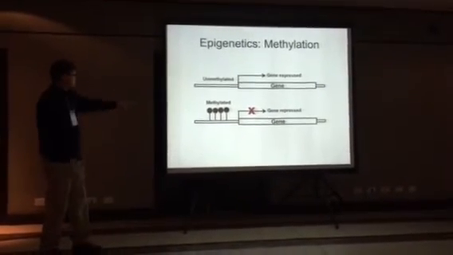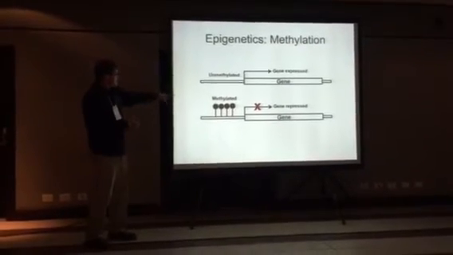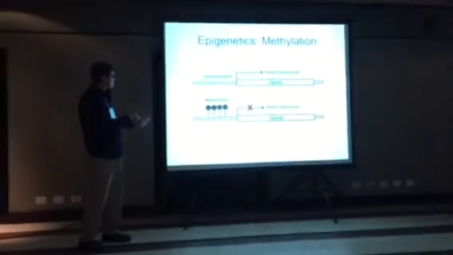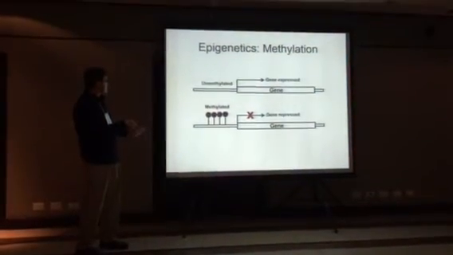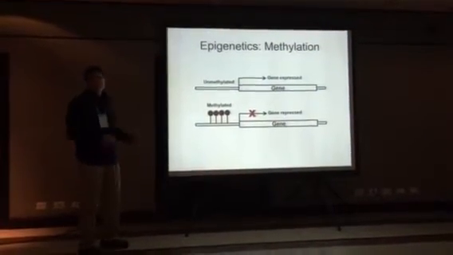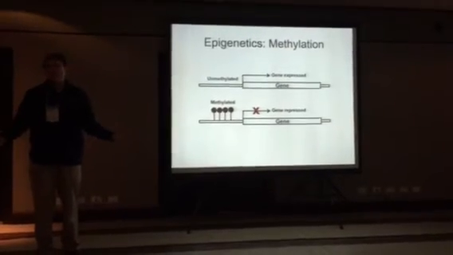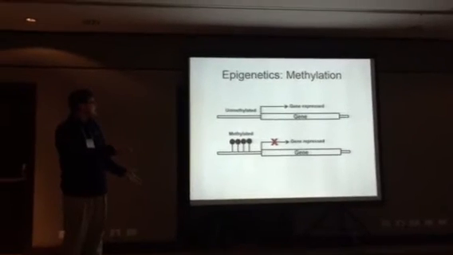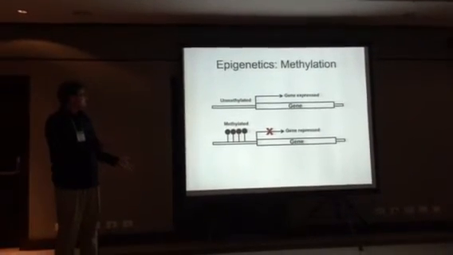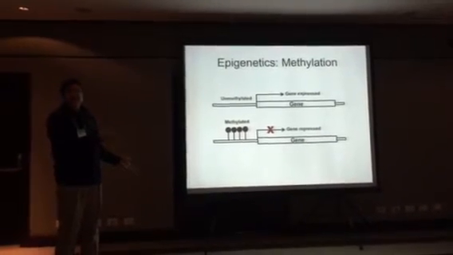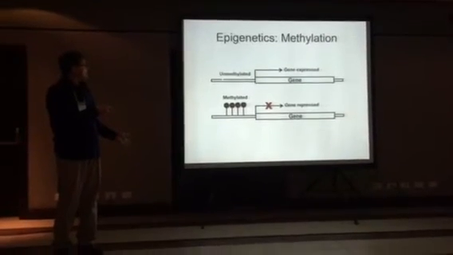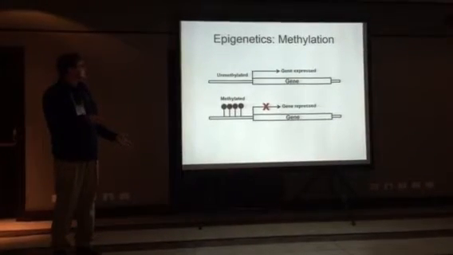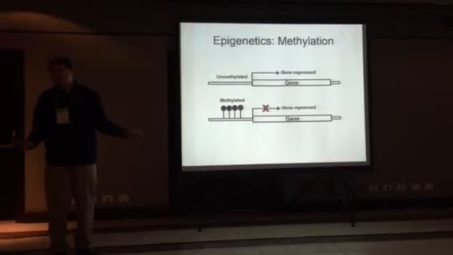Again, very similar to Tomas's slide, in a very simple form, if you have a region upstream of a gene, for example, where a group of cytosines are methylated, this can repress the expression of that gene, as compared to the situation where you have the exact same nucleotide sequence, but you don't have methylation of the cytosines upstream of the gene and the gene is expressed.